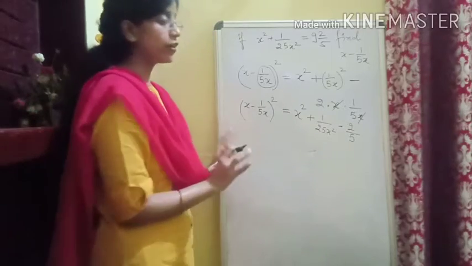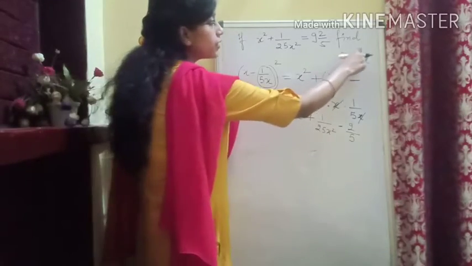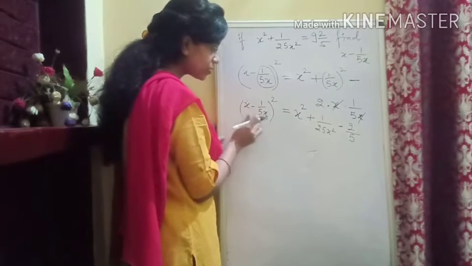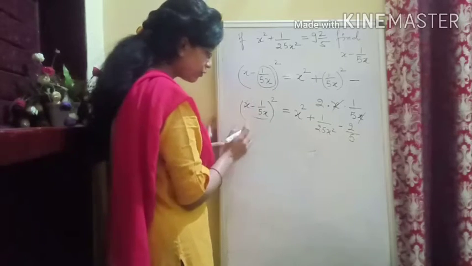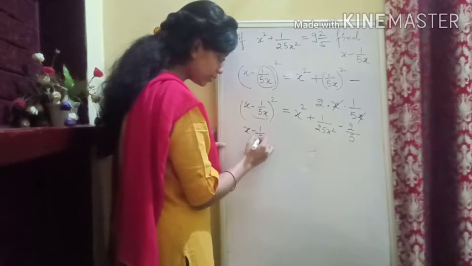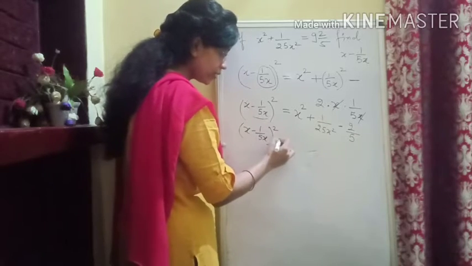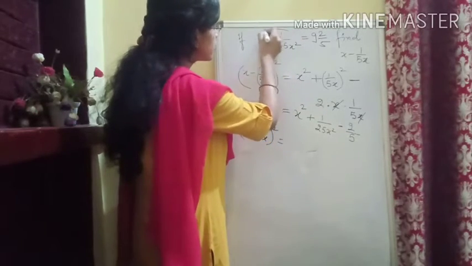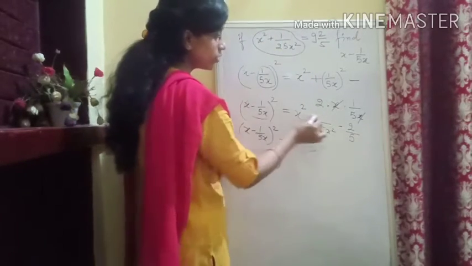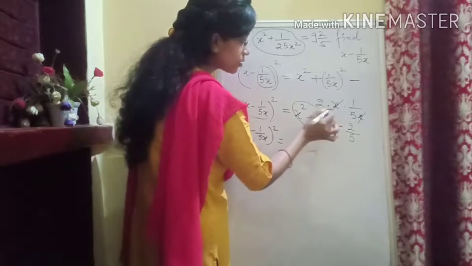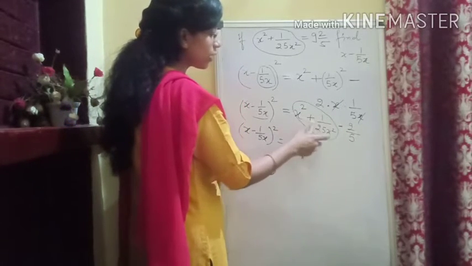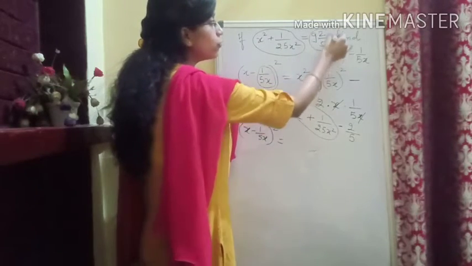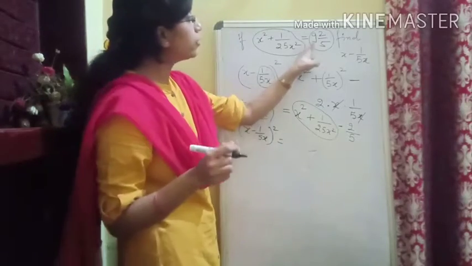So this much we have. Now, x minus 1 upon 5x is what we were supposed to calculate, and here we are getting this thing, so we are going to write it like this. And here, x square plus 1 upon 25x square, is it exactly the same thing given in the question? At the place of this expression, x square plus 1 upon 25x square, we can write this value, simply 9 whole 2 upon 5.